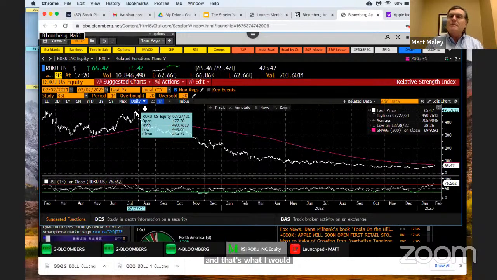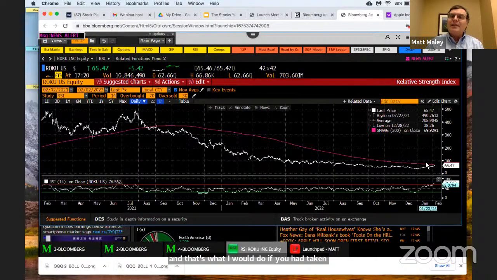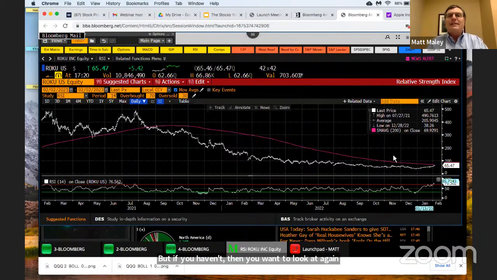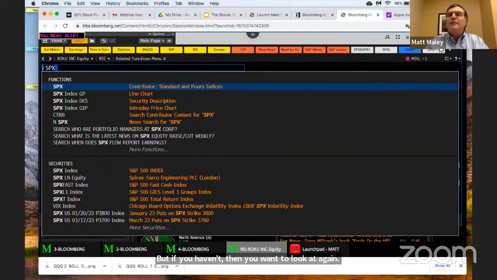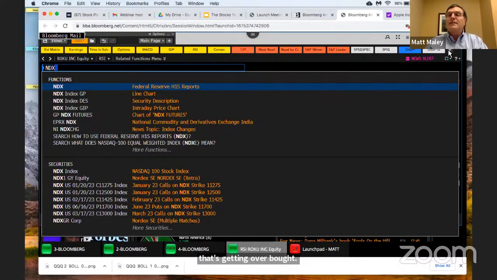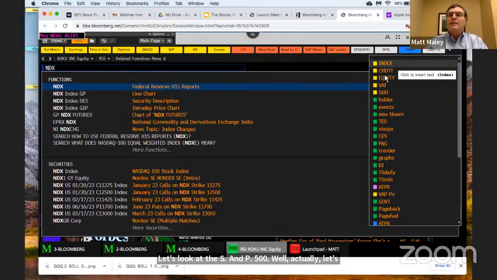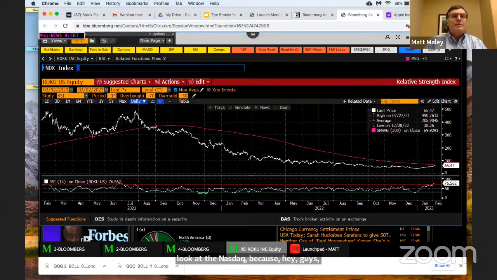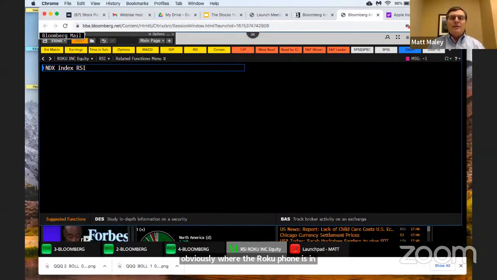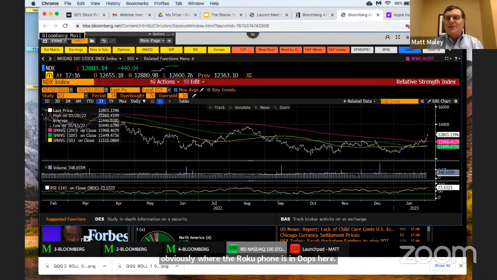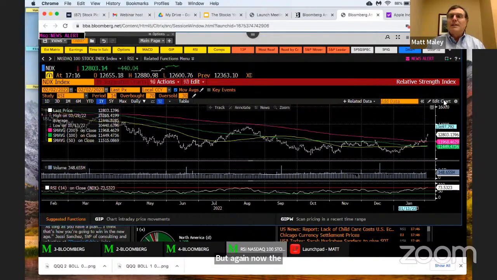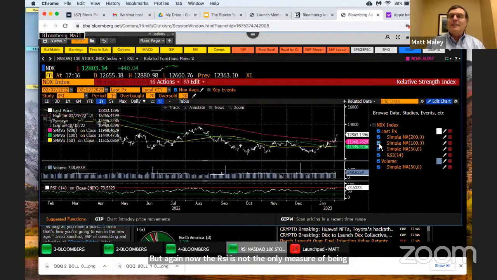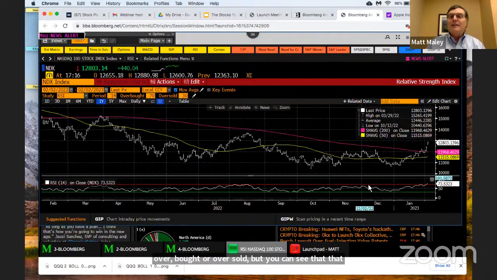That's what I would do if you had taken some profits today. But if you haven't, then you want to look at, again, this thing's getting right up to that 200-day moving average at a time that's overbought, in a market that's getting overbought. Let's look at the S&P 500. Well, actually, let's look at the NASDAQ, because the NASDAQ is obviously where Roku is. But again, the RSI is not the only measure of being overbought or oversold. But you can see that we're starting to get a little overbought here on the NASDAQ, the NDX.